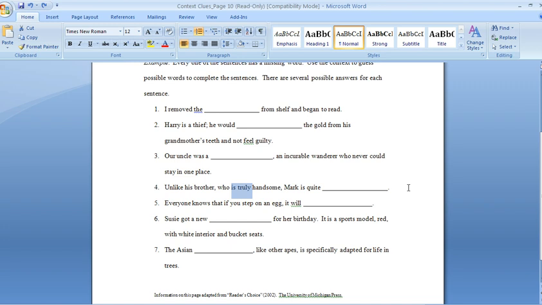Mark is quite blank. Since Mark is unlike his brother, and his brother is handsome, we can guess then that most likely Mark is ugly. And that would be the right guess. Again, we're using the context to be able to figure out what makes sense.